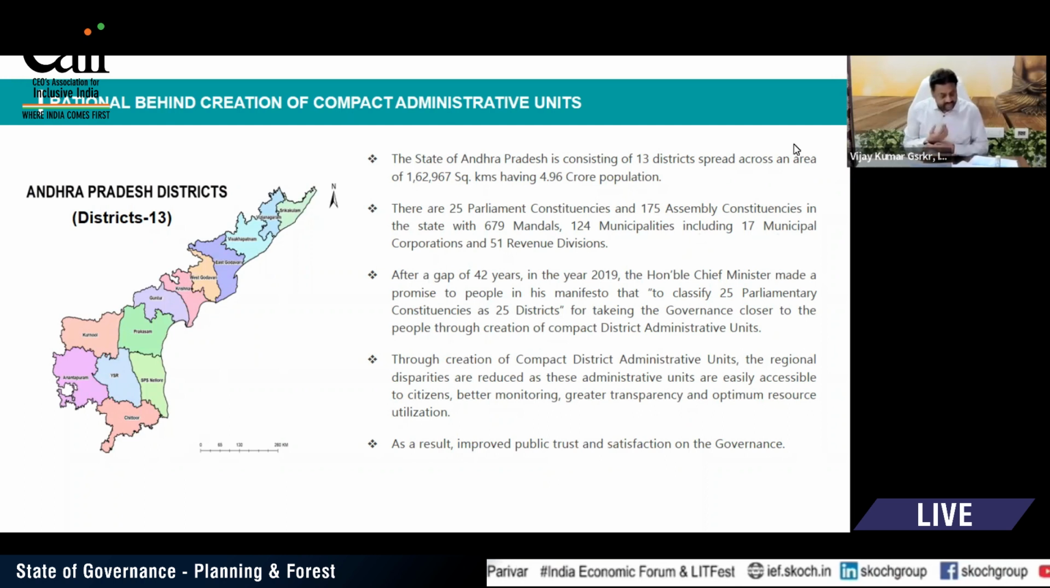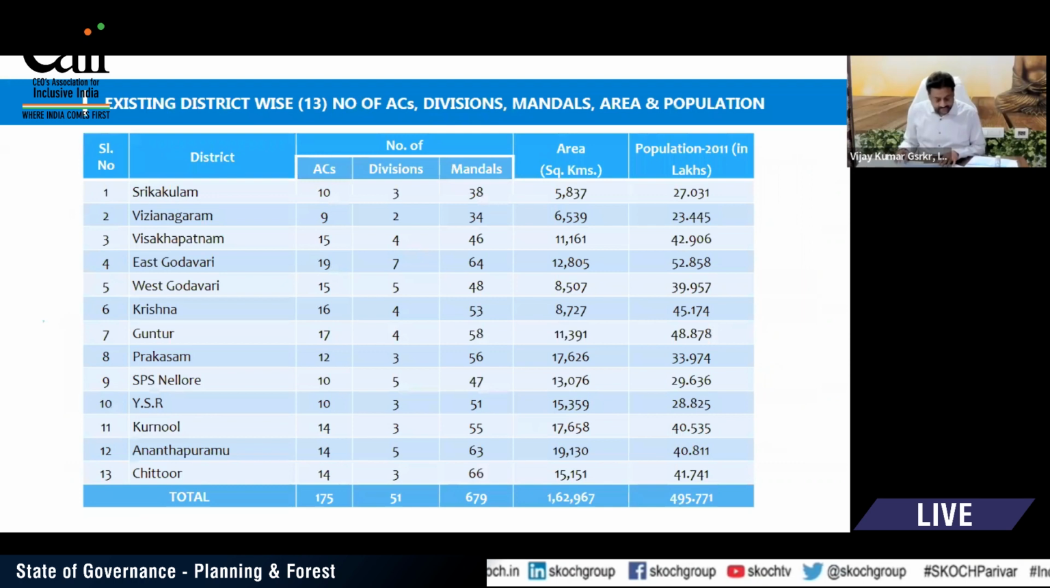But when we took up this exercise, there are several factors that have to be taken into consideration. Just going by 25 parliamentary constituencies may not be practicable. So we realized that, and then we started a detailed scientific exercise on this. Accordingly, the government took up this assignment and formed committees to look into the matter. Before going to this, I'll give a snapshot of what Andhra Pradesh is as per the 2011 census, before we took up this exercise.